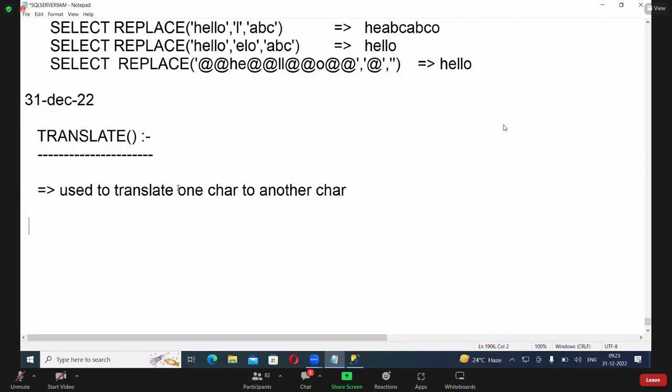Replace is string to string. Replace is what? One string to another string. Translate is one character to another character. String to string substitution, use replace. Character to character, use translate.